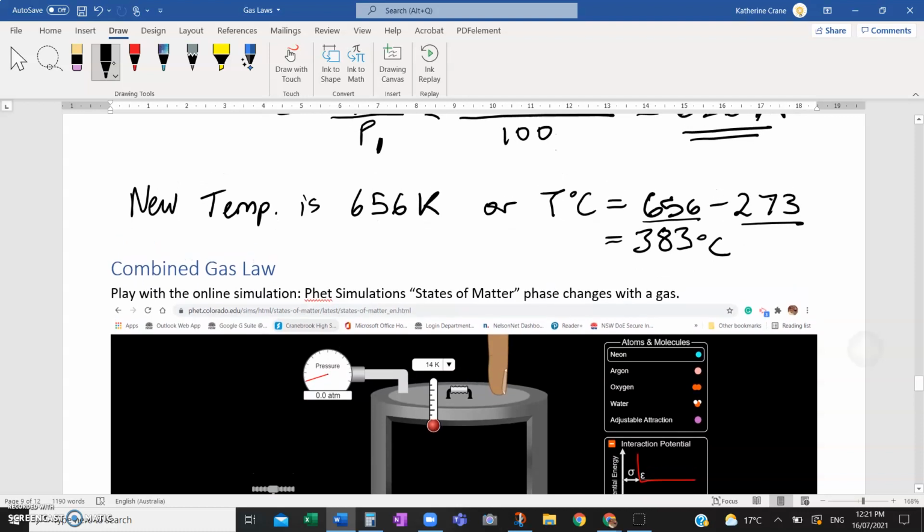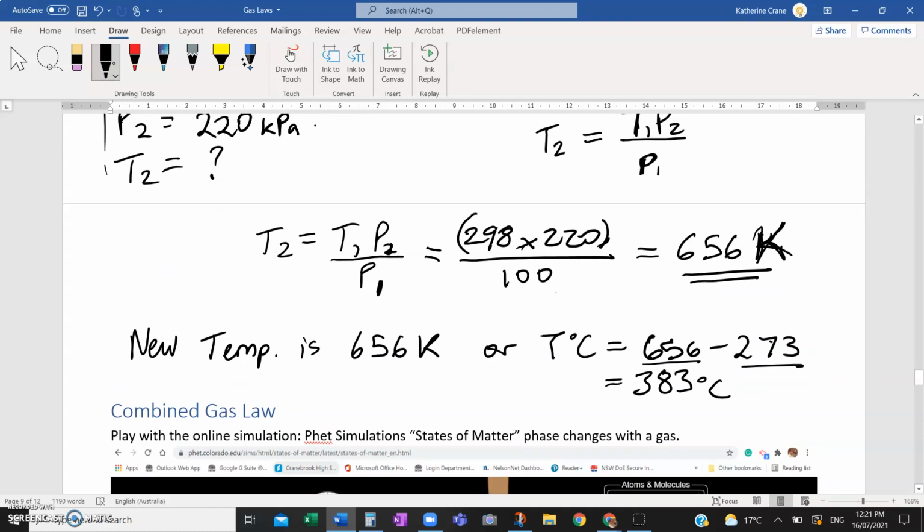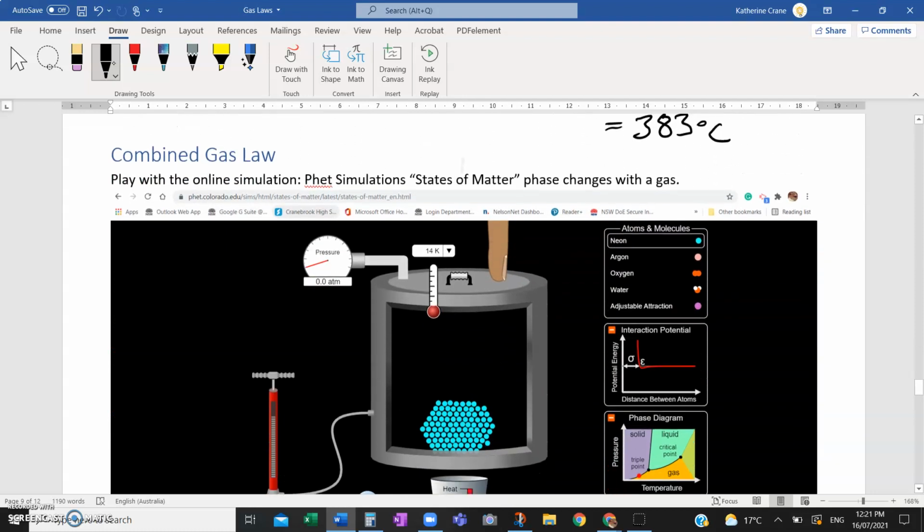All right, so that is a nice short one. That's Gay-Lussac's law. We're going to next look at how we combine them all, but that's the next video.